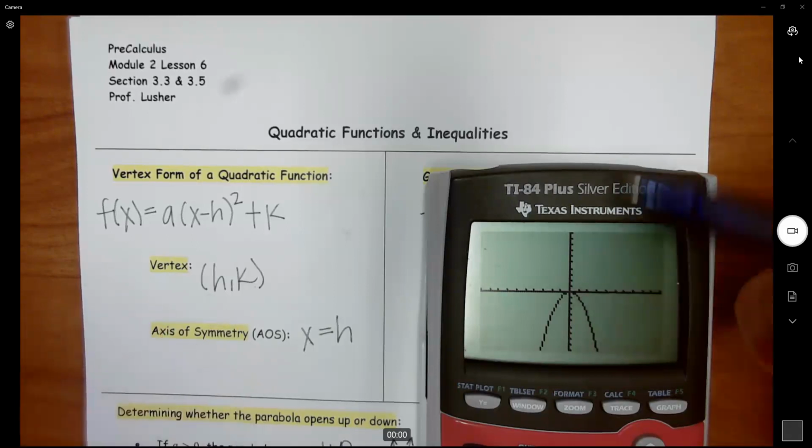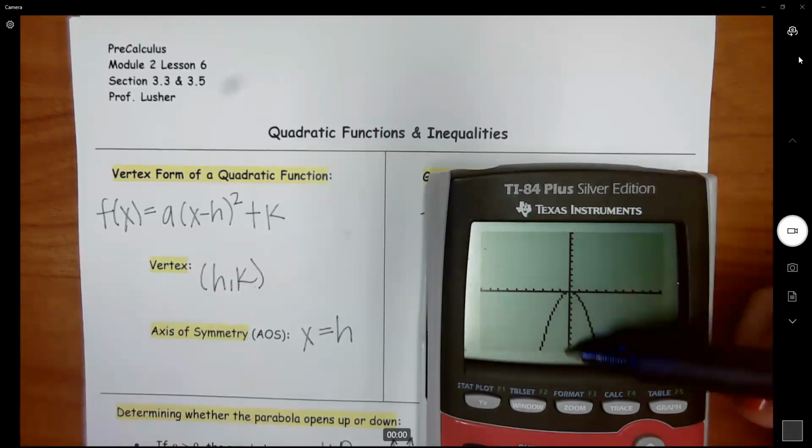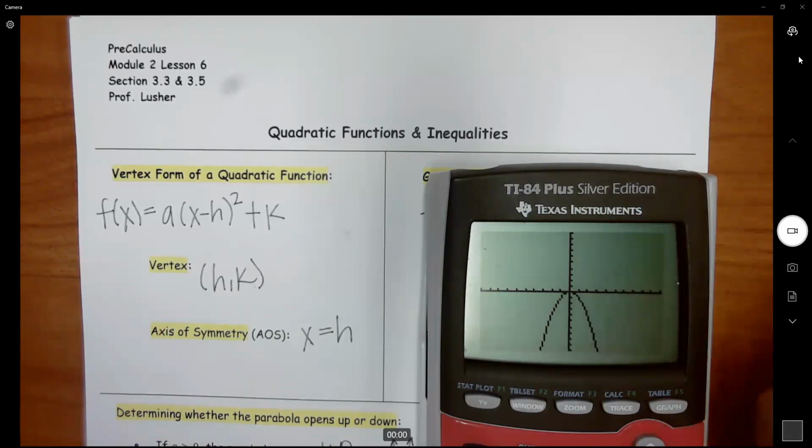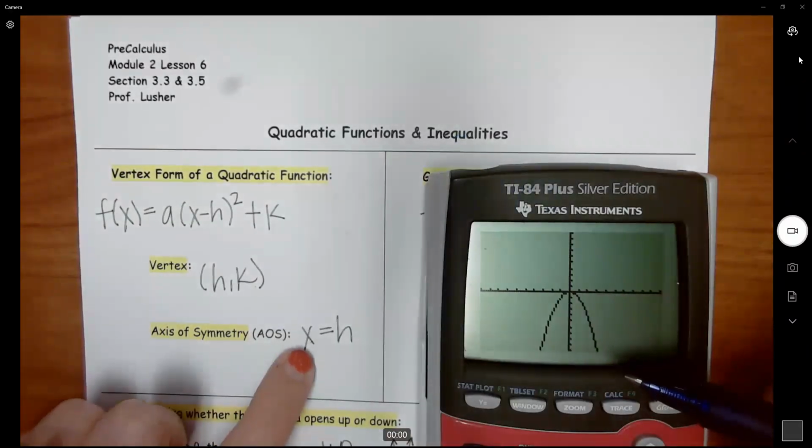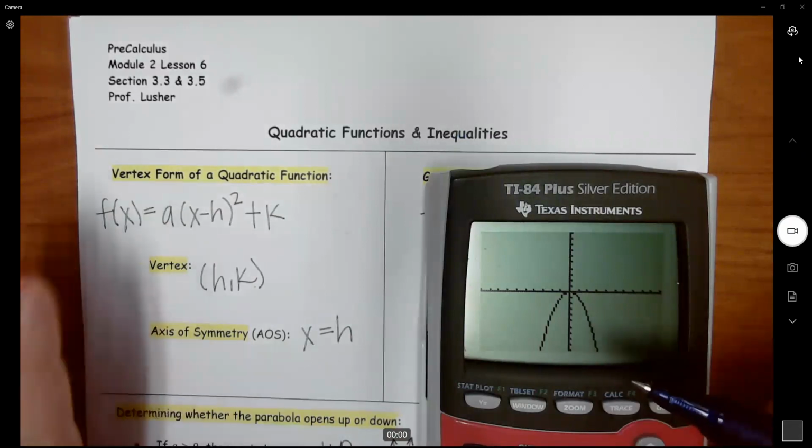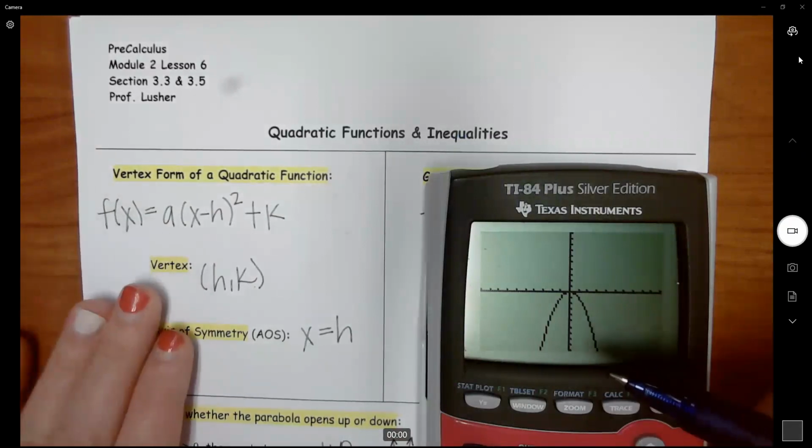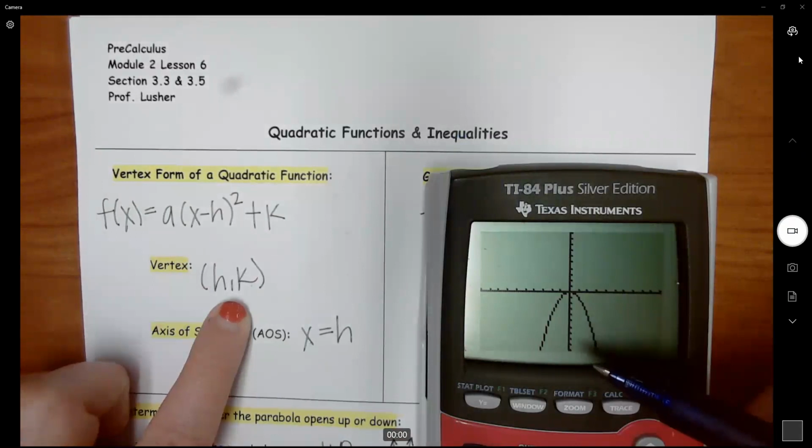And then this axis of symmetry is basically right here, my y-axis. It's where it is mirroring. You can see here, it looks the same over here if you take it and flip it over. So we want to be able to find that axis of symmetry. Now, again, vertex form is really nice because it tells us the vertex.